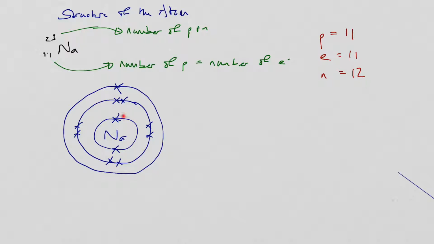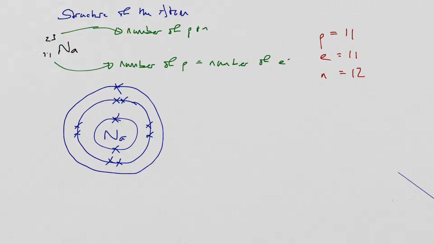The next way is to look at how many shells we've used. There's 1, there's 2, there's 3, so we've got 3 shells being used. You should find on the periodic table that sodium is in the 3rd row down, not the column, the row down. So there we've worked out the structure of a sodium atom.